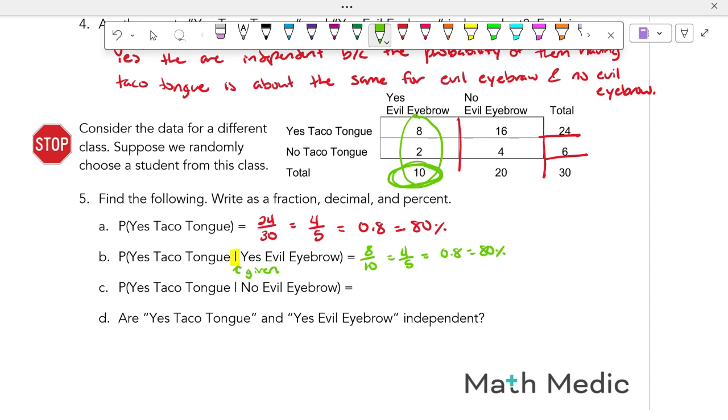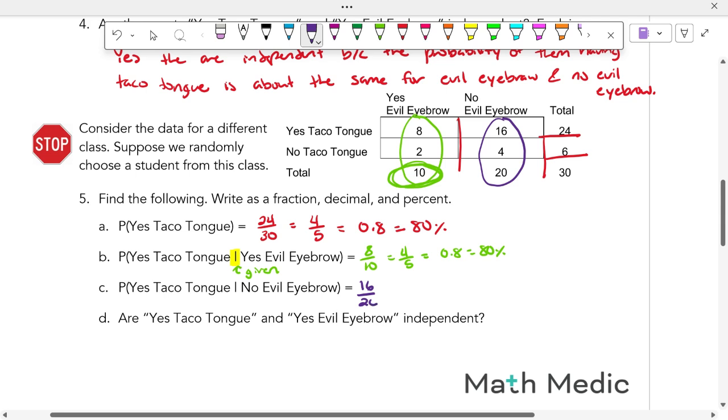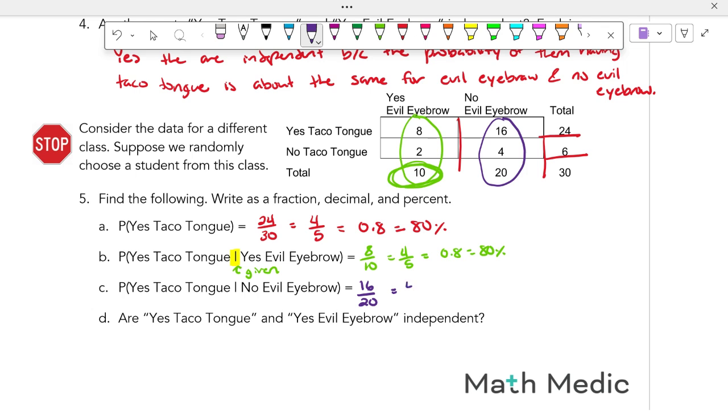All right, what's the probability that yes, they'll have taco tongue given no evil eyebrow? It should be 16 out of 20 because we're pulling from this column. So 16 out of 20. So what's that as a simplified fraction? 8 over 10 or 4/5. So 0.8, so 80%.